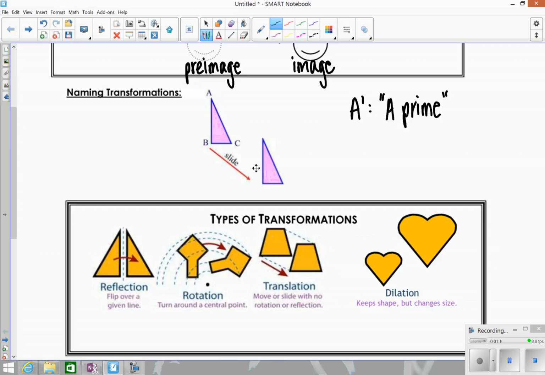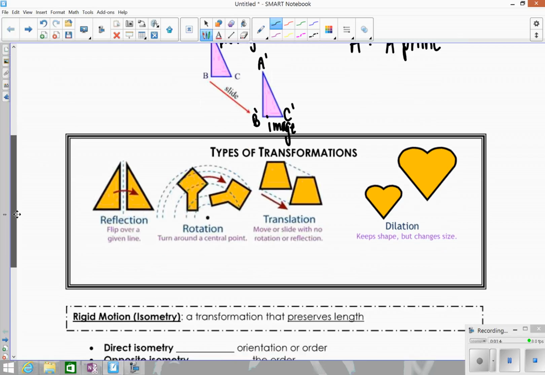So if you look, this was a slide that occurred. This right here is the pre-image, the starting figure. And then this is the image, the result. So when we go to label it, A would go here. So that's A prime. B moves to this point here, which is B prime, and then C prime over here. So it's really easy to now see that A prime came from A, C prime came from C, and B prime came from B.